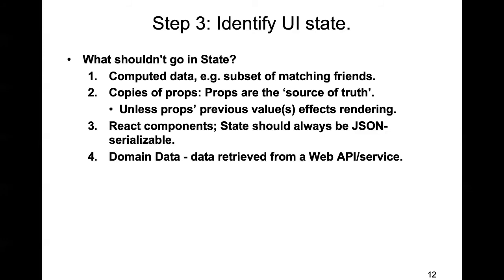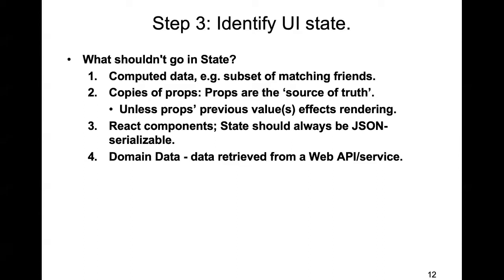Now, number 4 actually seems unusual because I have broken rule number 4 myself already. I'm saying domain data should not be stored as a state variable. Domain data is the data that you receive from your web API. We could also refer to it as model data. If you remember the model view controller pattern, the M part of that. So model data, domain data, web API data, all different terms for the same thing. You should not store that data as state variables.